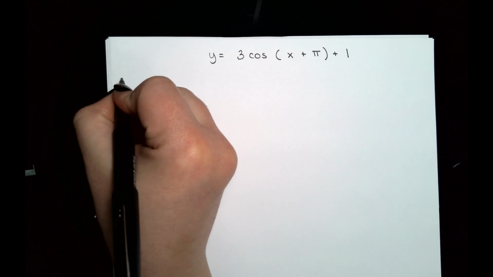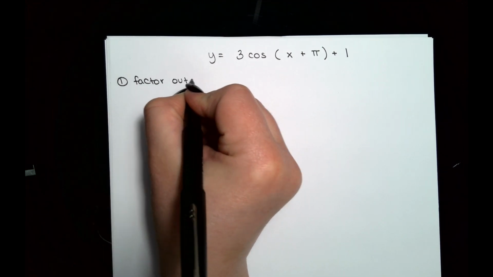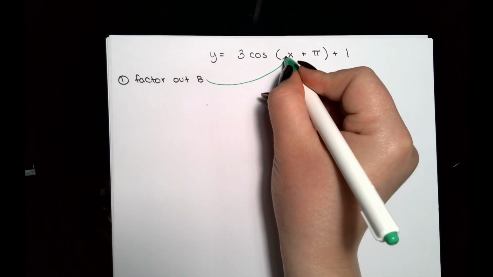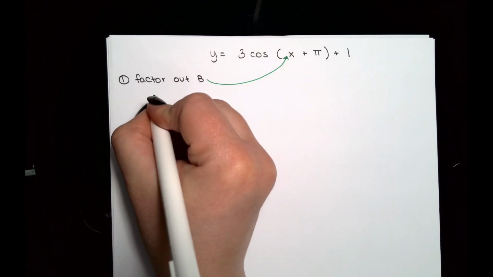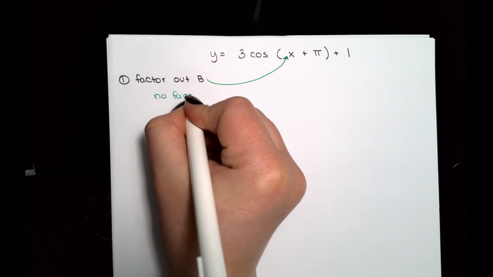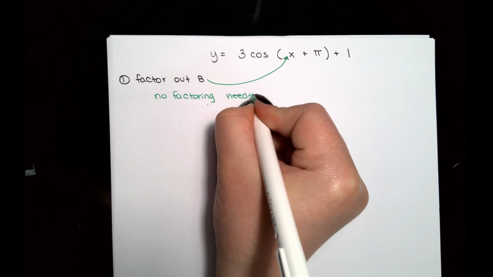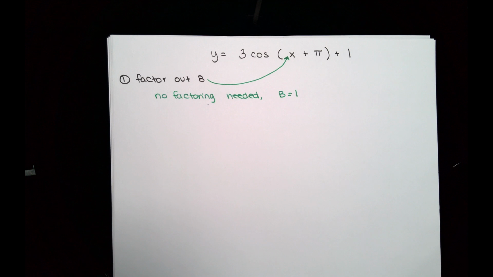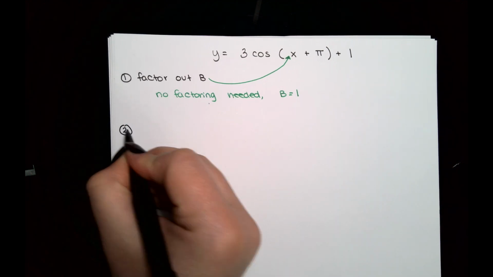Step number 1, factor out b. So we're taking a look in front of x. What is our b value? Our b value is 1. There's no factoring needed. I still want to identify what b is for our next step, our step number 3 technically.